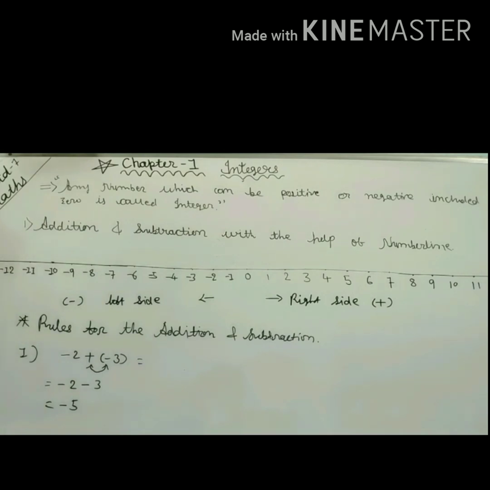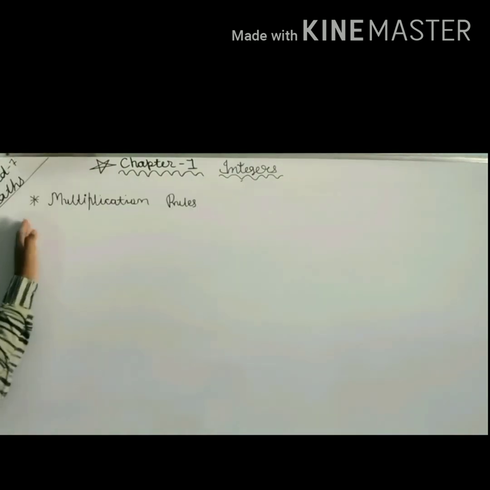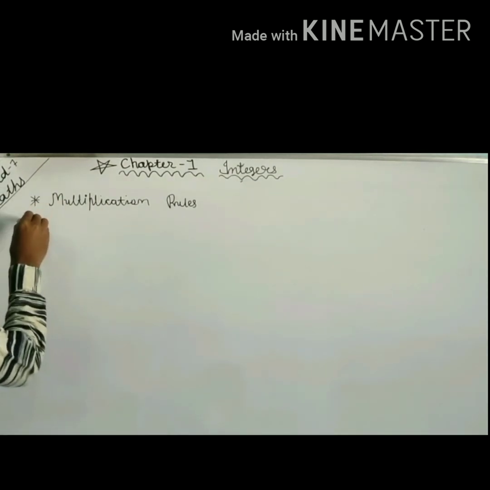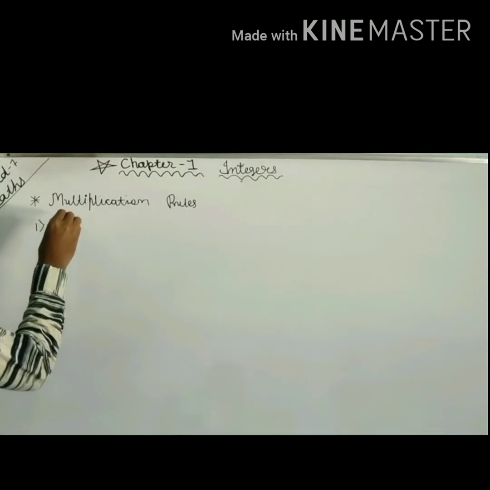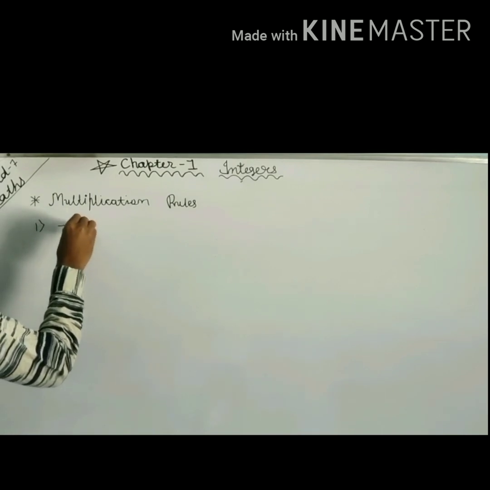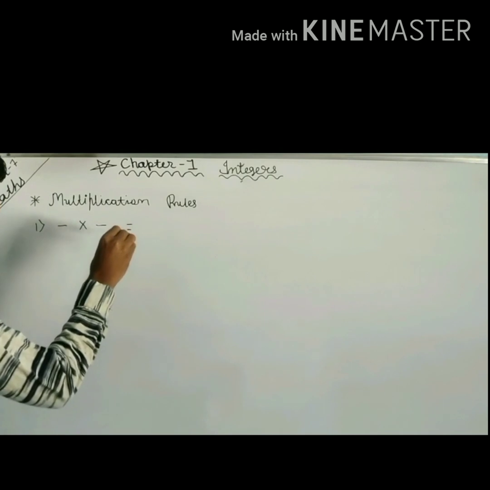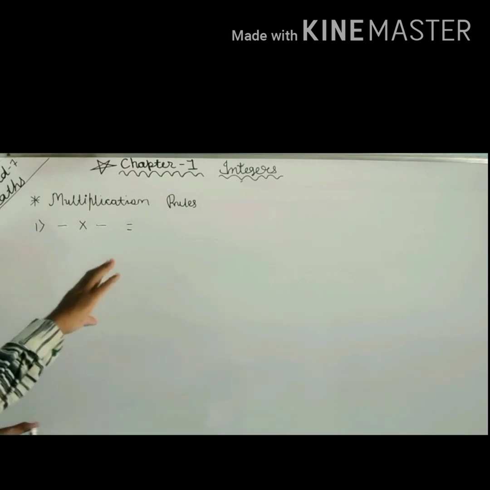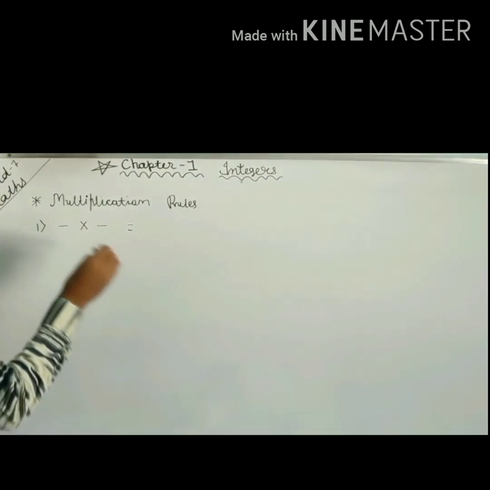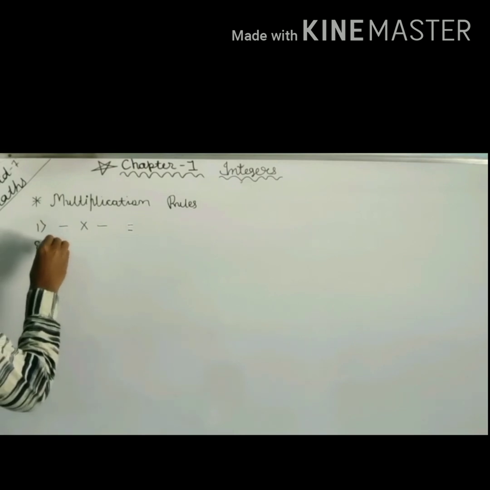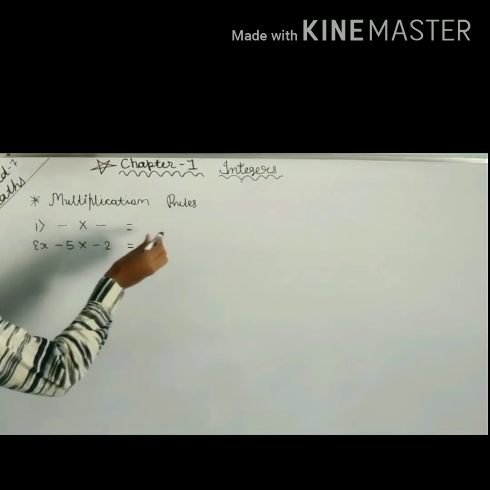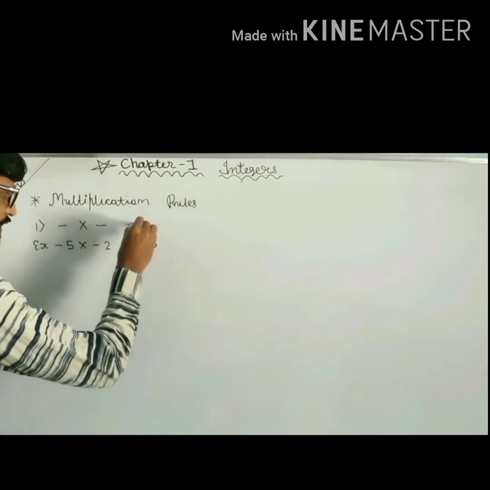Now I am moving on to the second topic, the multiplication rule. There are four basic multiplication rules for integers. First, if we have two integers with negative signs, what will be the answer? Here we have to multiply both integers. It is easier than addition or subtraction. Suppose, for example, -5 multiply -2.